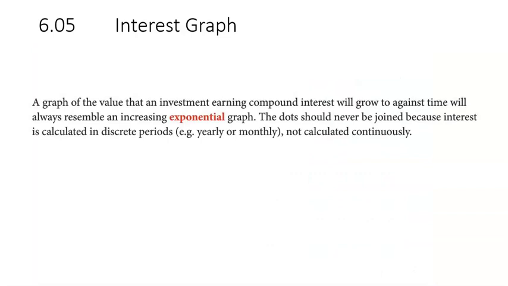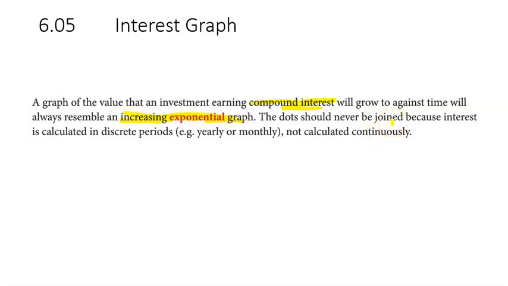They say in a graph of the value that an investment earning compound interest will grow to against time will always resemble an increasing exponential graph. That means your compound interest over here is similar to your geometric sequence. The dots should never be joined because interest is calculated in discrete periods. As I mentioned just now, we do not have any decimal places when we calculate the time. T equals 1.1, no such thing, because it's not calculated continuously.